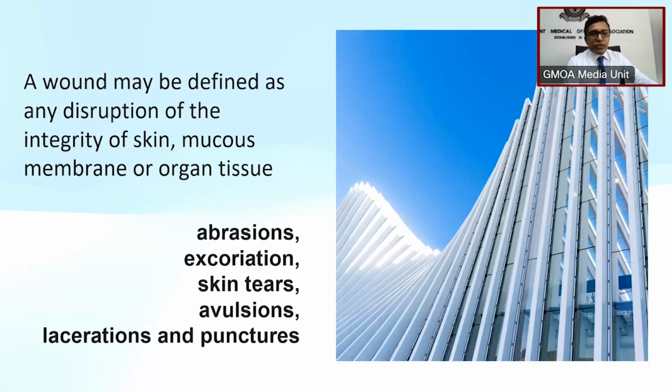So let me take you through your undergraduate career. You see that wounds are there, and you need to know what a wound is. Basically, a wound is not an ulcer. An ulcer is one type of wound. Wounds can be defined as disruption of the skin, mucous membrane, or even organ tissue. There are about 6 basic types of wounds that you see. They start from abrasions, excoriations, skin tears, avulsions, lacerations, and punctures.